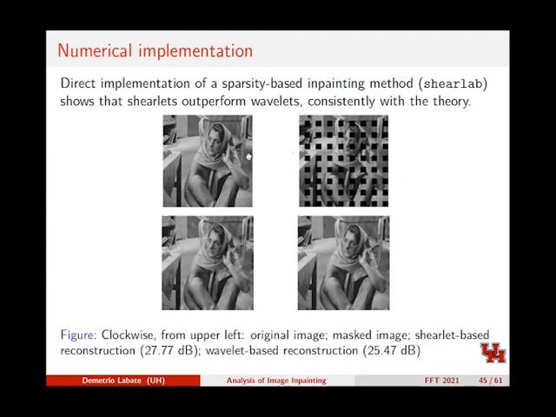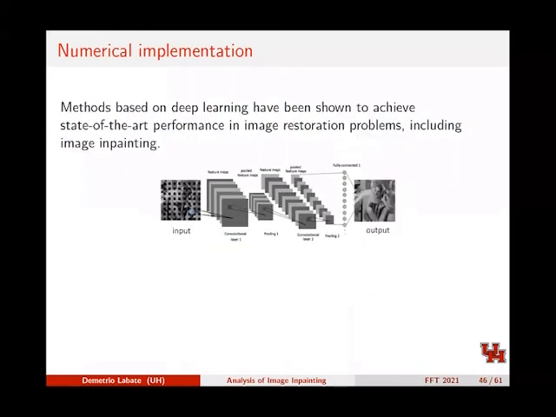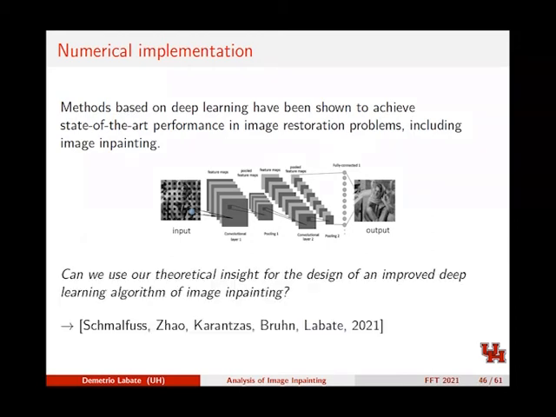This is an example: if you take the Barbara image and you mask it, and then you apply L1 or thresholding, you see the shearlet reconstruction has a better performance, at least as measured with respect to the PSNR. Now, nowadays, as everywhere else, deep learning has been proposed to solve any type of image restoration problem, including image inpainting. And the question is, can we use the theoretical insight that we got out of the theory for an improved deep learning algorithm for image inpainting?